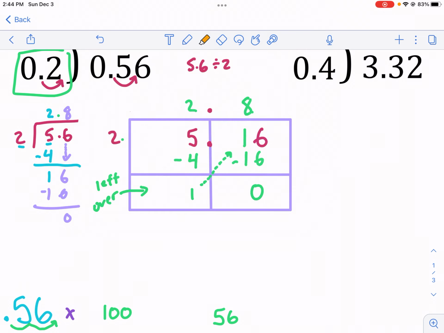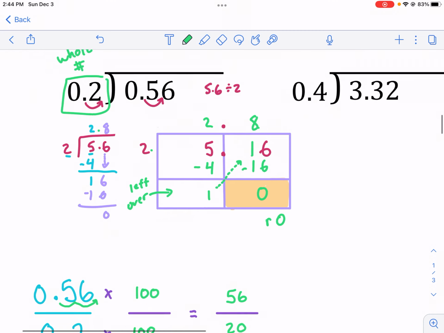And this last box here, let me highlight it actually. This last box is always going to be your remainder. So if you're doing normal long division, it's going to be remainder 0 or R0 in this case. We'll treat that a little bit differently with decimals. We'll talk about that a little bit later, but that's the process, okay?